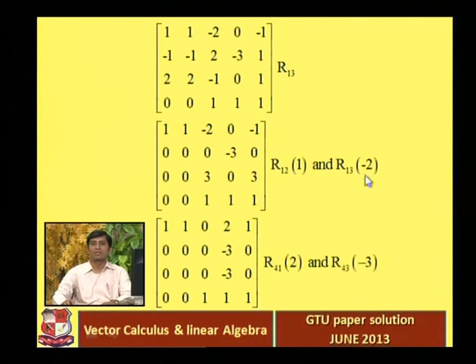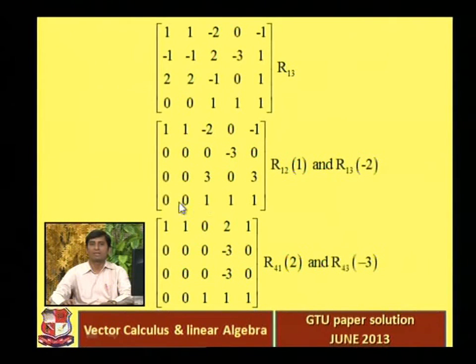Now we also multiply the first row with minus 2 and add it to the third row. So the third row becomes 2 minus 2 is 0, 2 minus 2 is 0, minus 1 plus minus 2 into minus 2, that is minus 1 plus 4, that is 3. Then 0 minus 2 into 0 is 0, and 1 plus minus 1 into minus 2, that is 1 plus 2, that is 3 also. So the third row becomes 0, 0, 3, 0, 3, and the fourth row is as it is, 0, 0, 1, 1, 1.